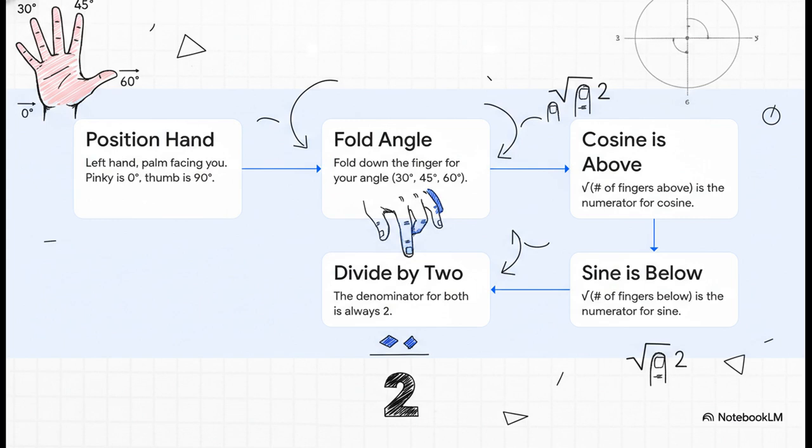So let's try 45 degrees. Just fold down your middle finger. Now look, how many fingers are above it? 2, right? That's your cosine. So the cosine of 45 is the square root of 2 all over 2. And how many fingers are below it? Also 2. So the sine is also the square root of 2 over 2. It's literally right there in your hand.